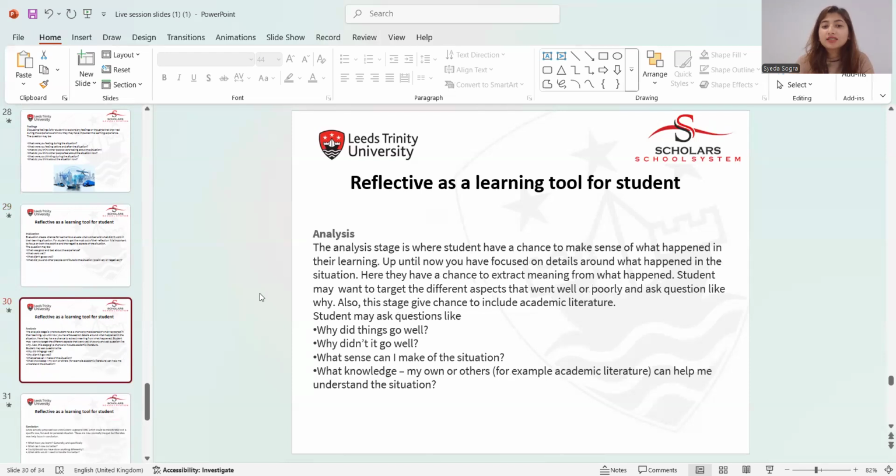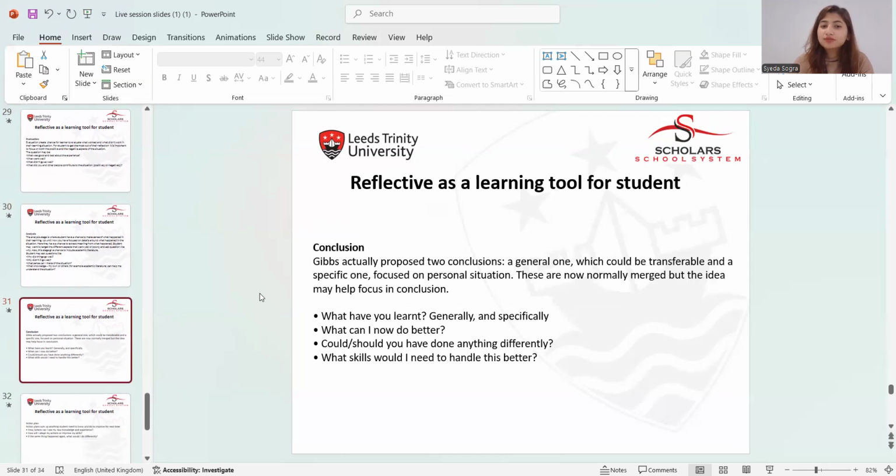Then we have analysis. That means this stage is where the students have a chance to make sense of what happened in the learning. Till now, you have focused on details around what happened in the situation. Now, here they have a chance to extract meaning from what happened, and students may have to target the different aspects of what went well or poorly, ask questions like these, and follow the questions. Why did things go well? Why didn't it go well? What sense can I make out of the situation?